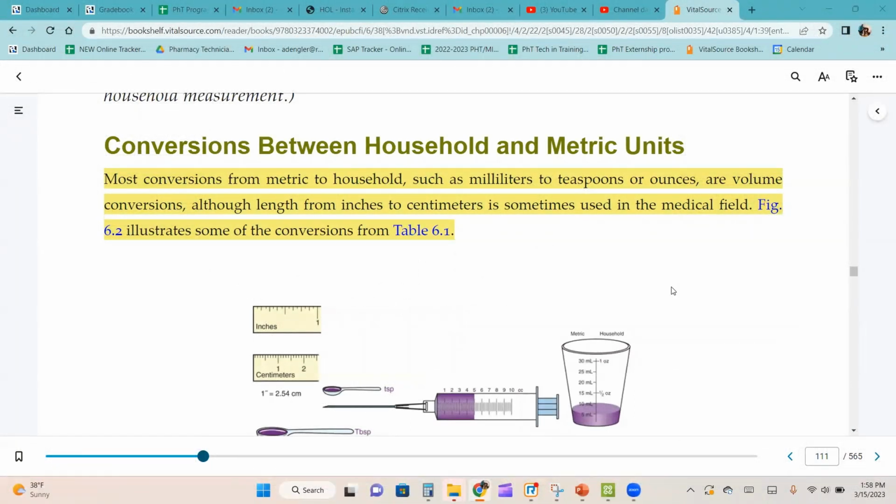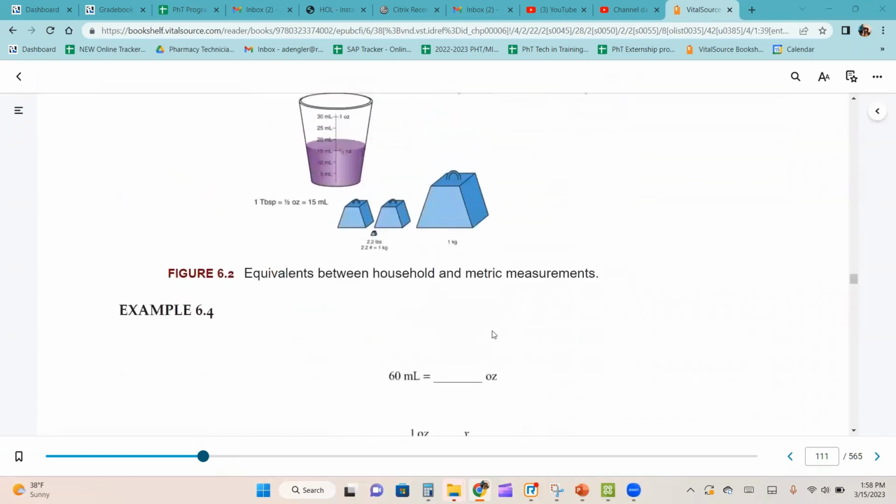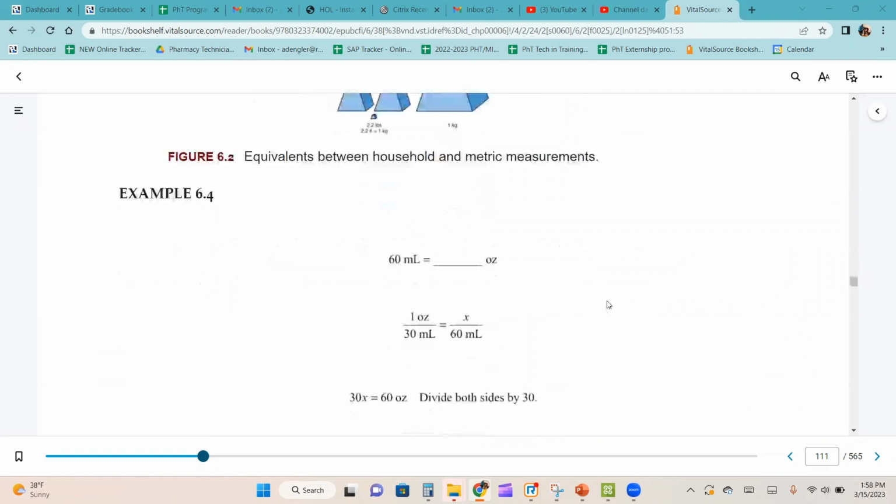Conversions between household and metric units. Most conversions from metric to household, such as milliliters to teaspoons or ounces, are volume conversions, although length from inches to centimeters is sometimes used in the medical field. So, a little illustration of the equivalence between household and metric measurements. And we'll go ahead and do example 6.4.